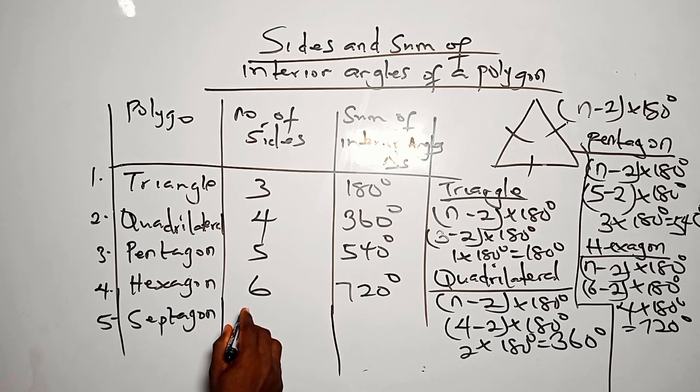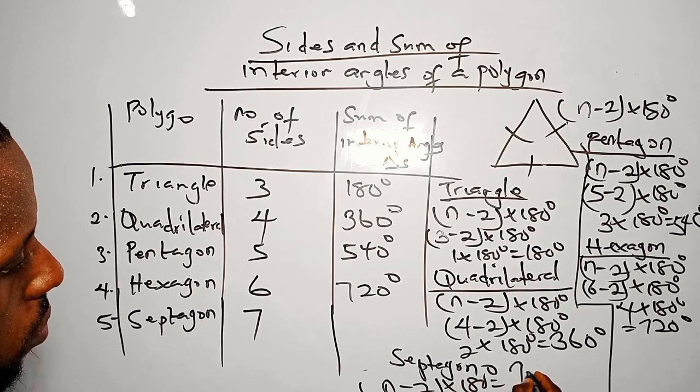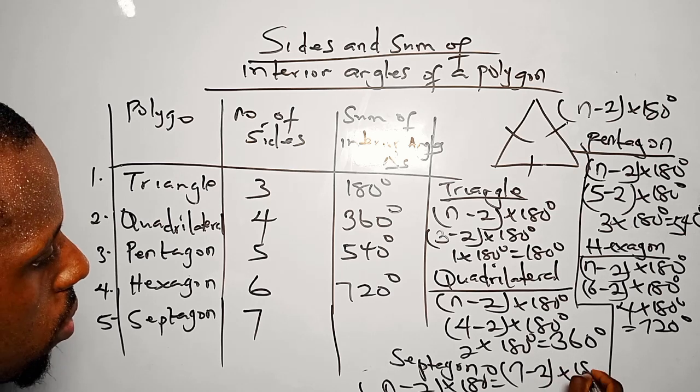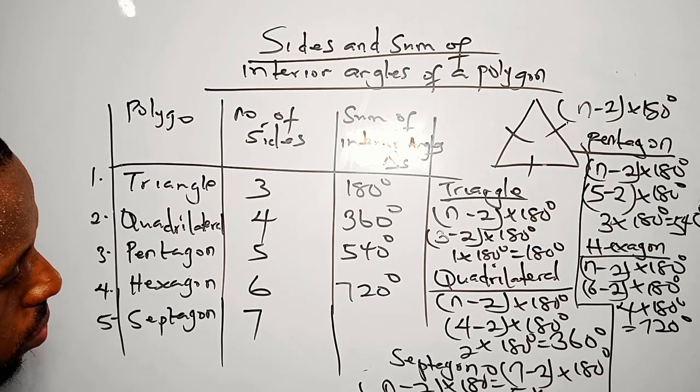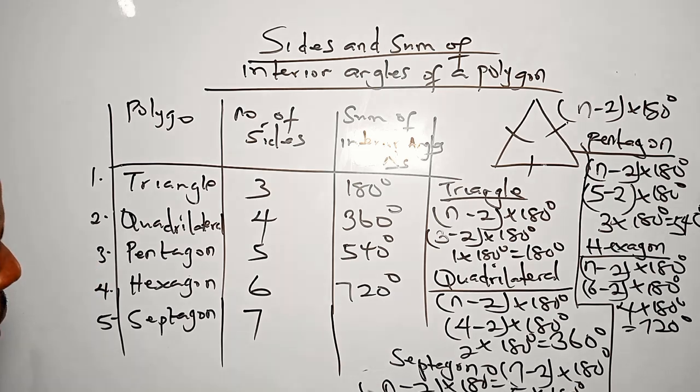And a septagon is a 7-sided shape. To determine that, we say n minus 2 times 180 degrees. For n to be 7, we have 7 minus 2 times 180 degrees. So here we have 5 times 180. When we calculate this, 180 times 5, this is 0, this is 40.